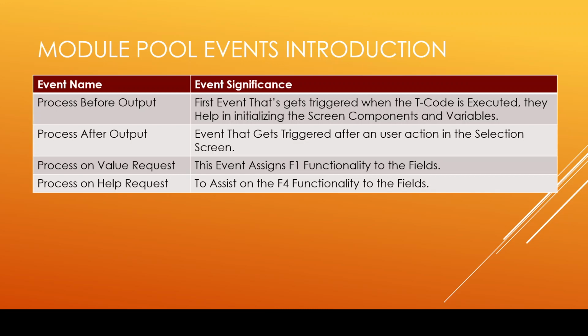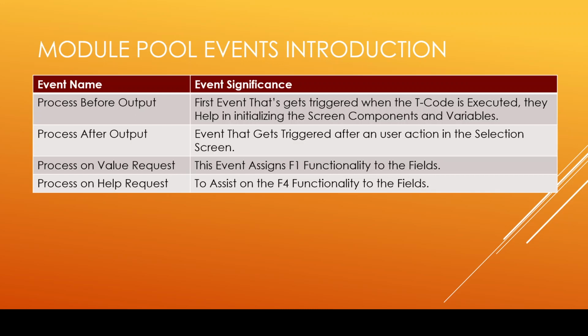The next is process on value request. This event helps in assigning the F1 functionality to the fields. Like whenever you perform the F1 function on any field, they display a certain set of results. So process on value request helps with that. Process on help request is another event that assists us with the F4 functionality to the fields.